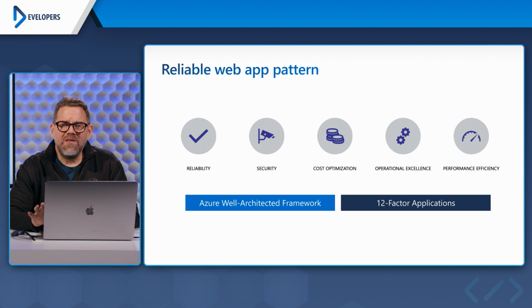All right, so each of these 5 pillars didn't just come from anywhere. They are actually part of the Azure Well-Architected Framework. When we build up the reliable web app pattern, we're not implementing the entire Azure Well-Architected Framework. Rather, we're taking the pieces that make sense for reliable web apps and implementing them. Also, we relied on the 12-factor applications methodology, which is a methodology to build software as a service apps in the cloud, and we implemented things from that to inform the reliable web app pattern.